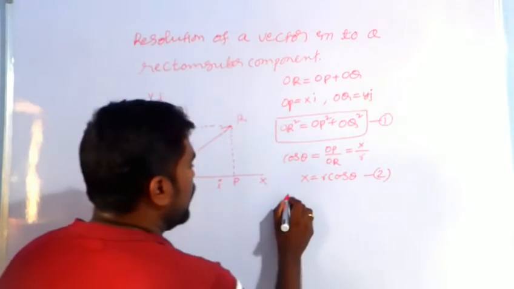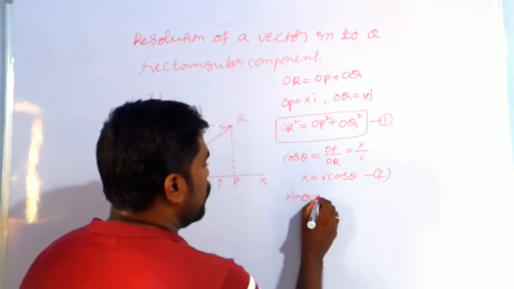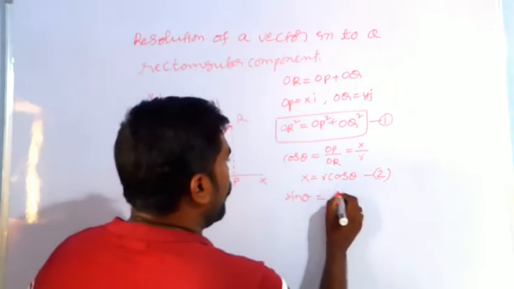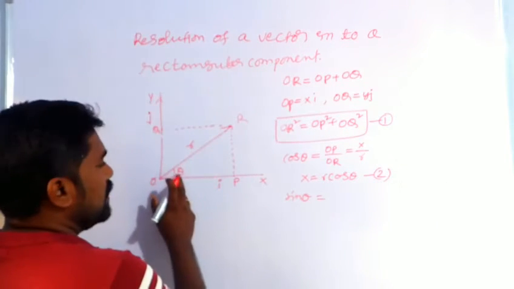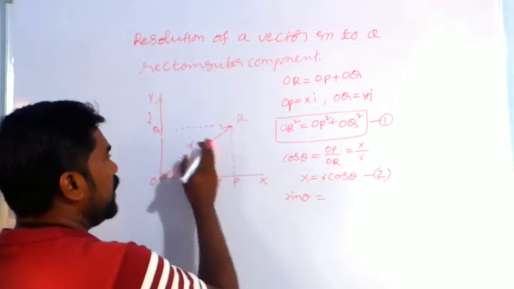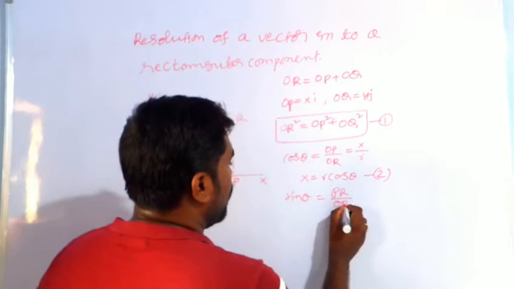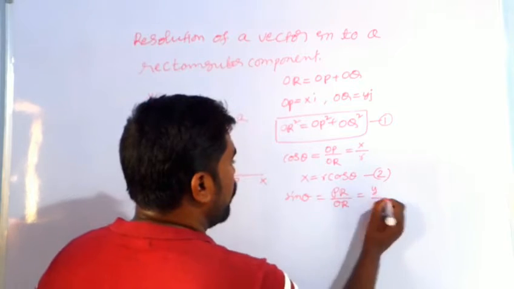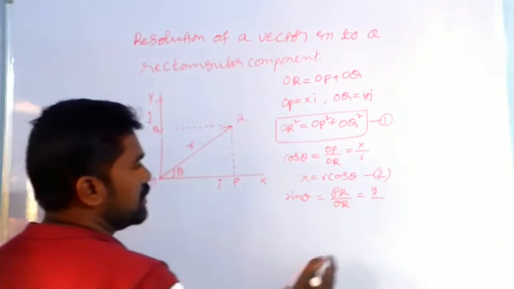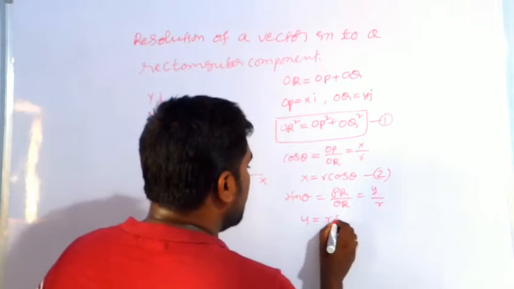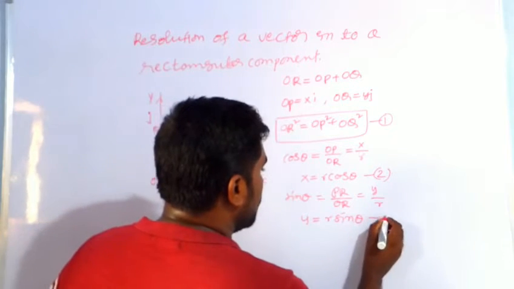Similarly, find the sin theta value from triangle OPR. Sin theta equals opposite by hypotenuse, that is PR by OR. PR is the vertical component along the y-axis, so y equals r sin theta. This is equation 3.